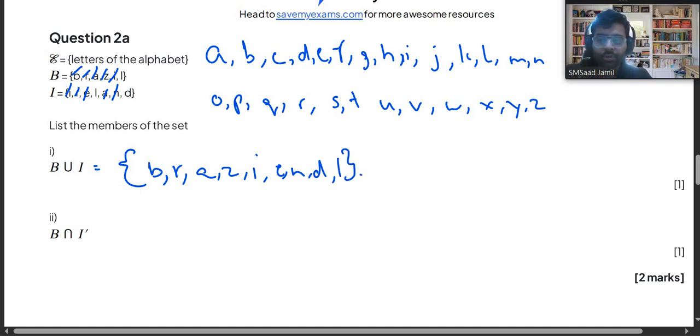Alright, if you want, you can write this in alphabetical order, but the only thing we need to make sure is that we do not repeat any letter.